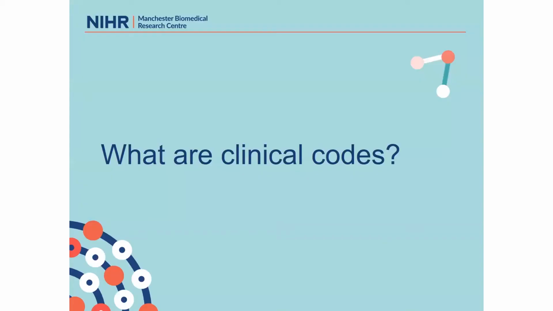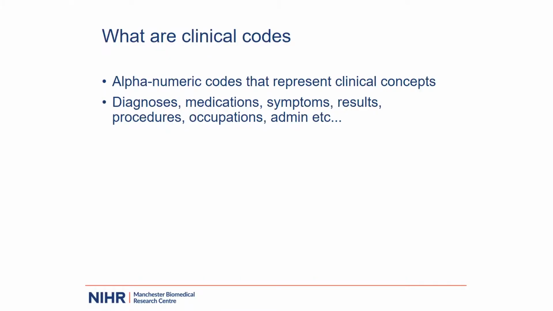Okay, so first section, what are clinical codes? Very simply, they are alphanumeric codes that represent clinical concepts. It'll be a string of numbers or letters, and it will be used to represent anything that you might come across in clinical practice. The list there shows it might be diagnoses, medications, symptoms, results, procedures. But you also get codes for things like occupations or administration codes. For instance, you'd get a code saying that a third text message reminder has been sent to someone to remind them to book their COVID vaccination. So absolutely anything you could think of in medical practice will have a code.